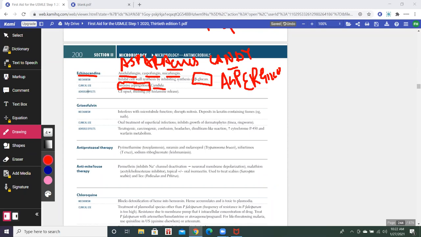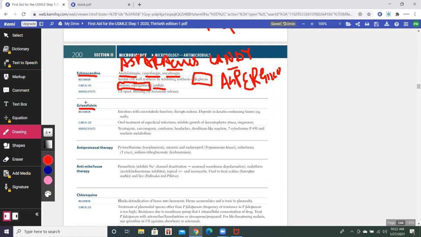Okay, short discussion to remember echinocandins. Adverse effect wise, it causes GI upset and flushing, not high yield. So you can skip this one out. Next one is, let's go to Griseofulvin. Griseofulvin interferes with microtubule function. It disrupts mitosis, deposits in the keratin-containing tissues or nails.